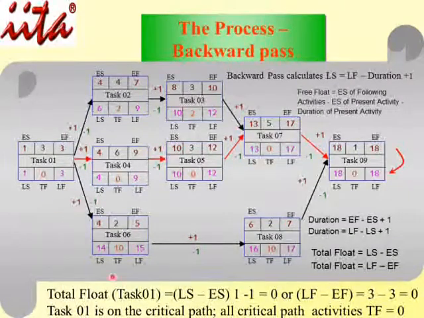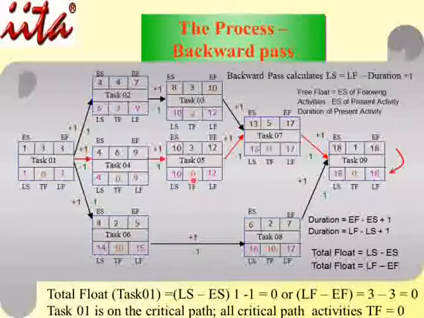Then if you use the second formula, LF, late finish, the late finish here is 3. Then you also have the early finish, which is this one. The early finish here is also 3. So if you say 3 minus 3, that is 0. So this is 0. Activity on the critical path has 0 total float. So you can see the total float here is 0 too. 4 minus 4 is 0. 9 minus 9 is 0.